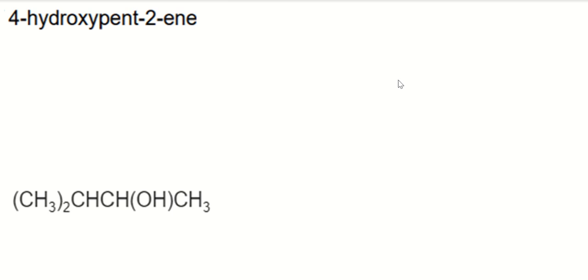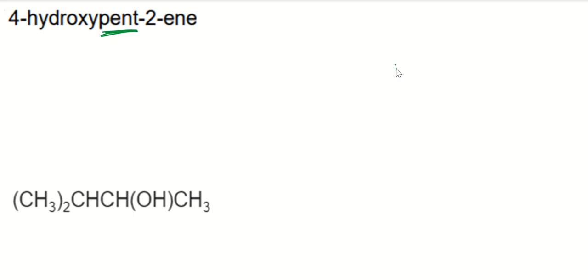4-hydroxypentene. Okay, again, if I'm going to draw something from a name, I'm going to start on that parent chain, we call it. Okay, and it's the pent. Now here they haven't asked me to do a displayed formula or anything. So which type of formula am I going to do? Skeletal formula, if you listened to my last video at all, because it's easier.